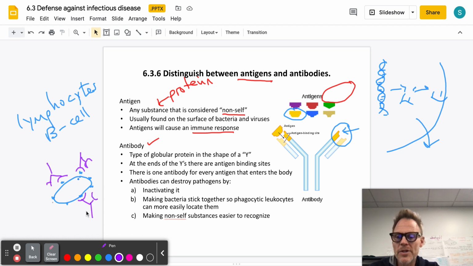And when you have a whole bunch of antibodies attached to the outside of you, there's not a whole lot that bacteria can do. So it's going to make it inactive. It will also stick it to other bacteria. So it's easier for those macrophages, right? Those phagocytic leukocytes to consume it. Also, if you can think of it, they're like little flags on the end here to help identify, hey, listen, look what we found. This is not supposed to be here. So that is the difference between antigens and antibodies.